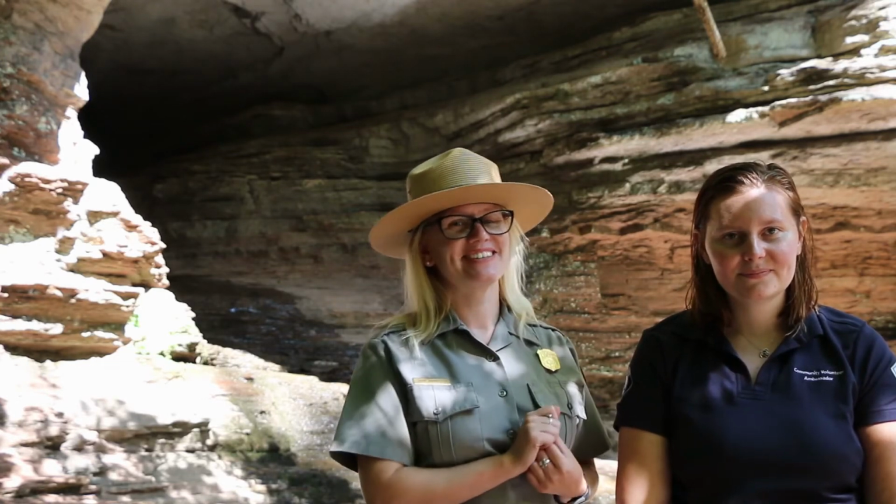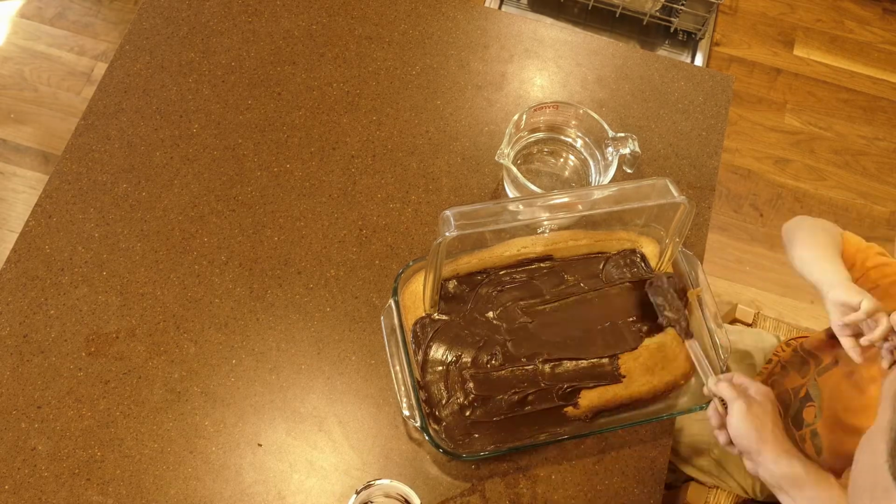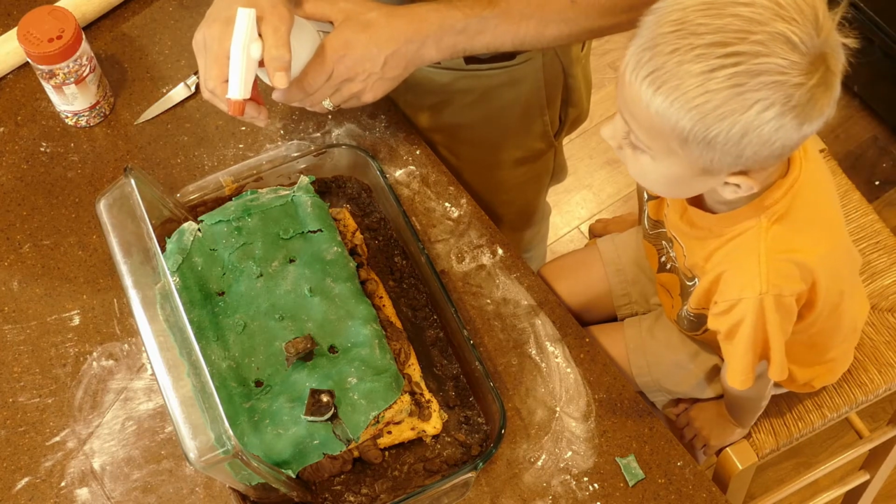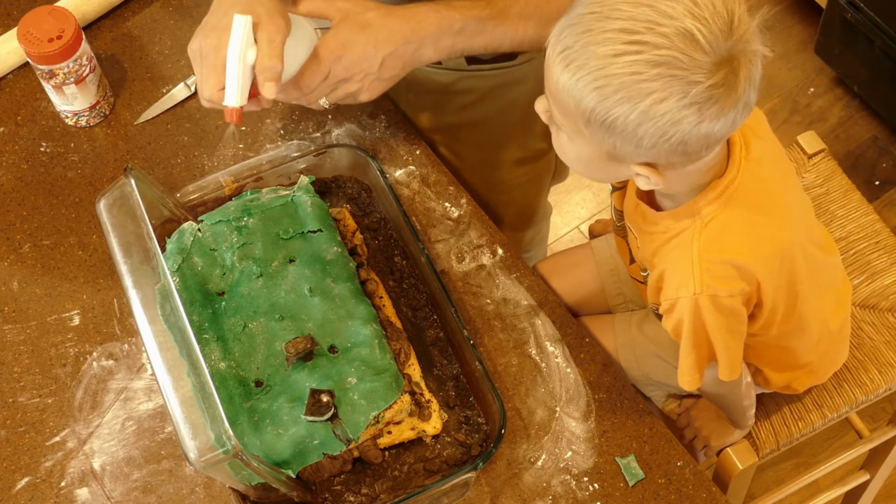Take it away, Dave. In our last video, we made a layer cake to represent the karst of the Buffalo National River. We had just started to spray milk on the cake to see how water flows through karst.